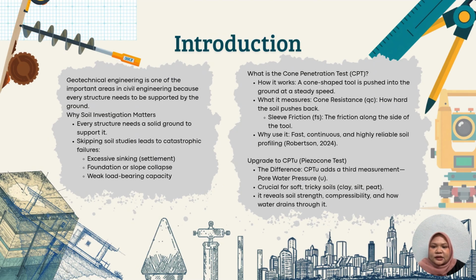So next is what is CPT and how it works. A cone-shaped tool is pushed into the ground at a steady speed, and it measures the cone resistance, which is how hard the soil pushes back, and also sleeve friction, which is the friction along the side of the tool. So why do we use CPT? Because it is fast, continuous, and gives highly reliable soil profiling.